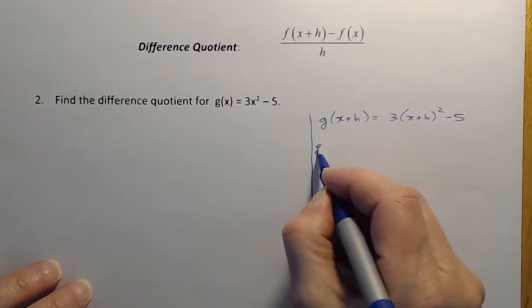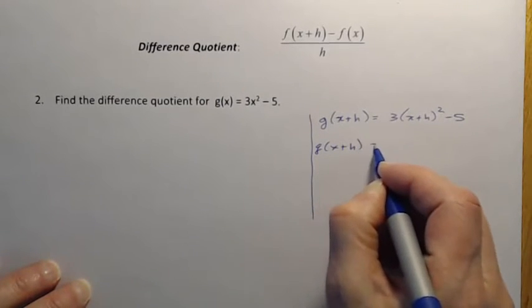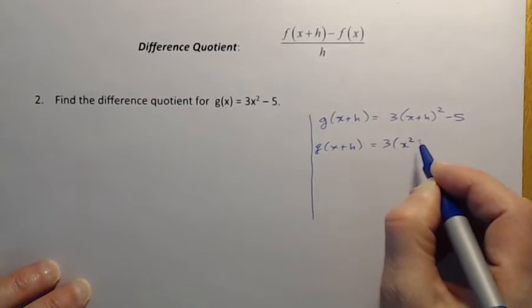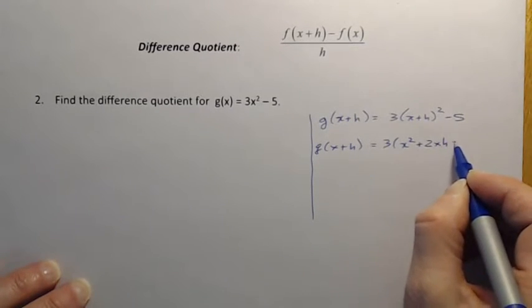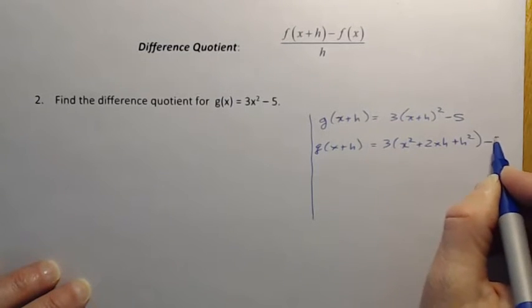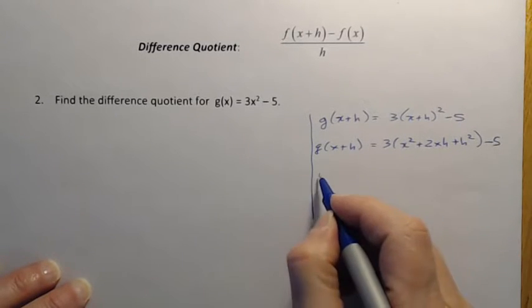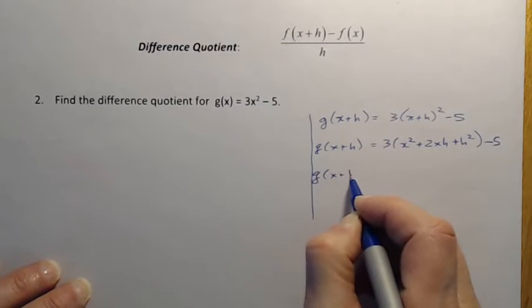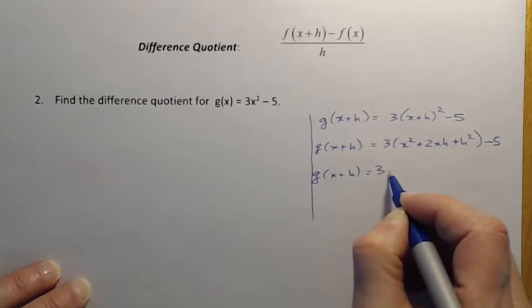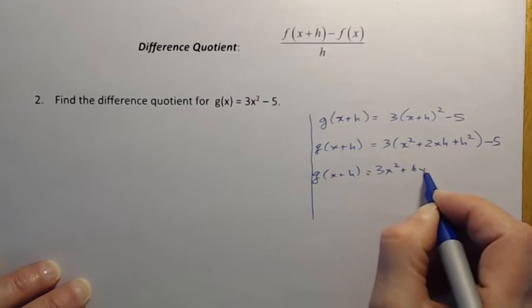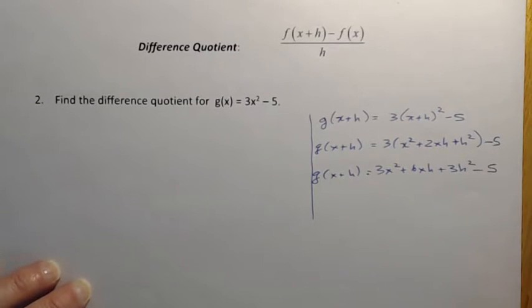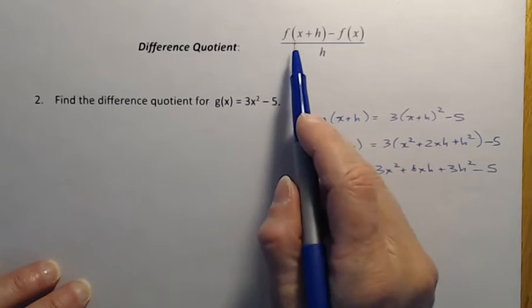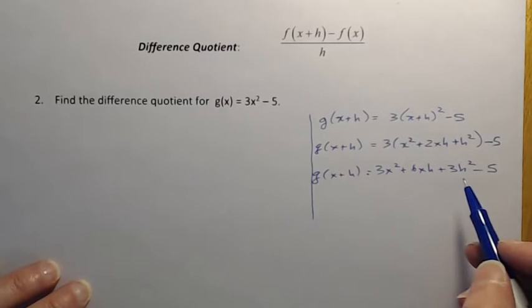Then again, I'll take some time here to clean it up. So I FOIL out, multiply out that parentheses, so that's x squared plus 2xh plus h squared minus 5, and then distribute my 3. So 3x squared plus 6xh plus 3h squared minus 5. Again, no like terms, so I'll just leave it like this. That's the first piece I need. It's the messiest piece, but now I have it worked out.